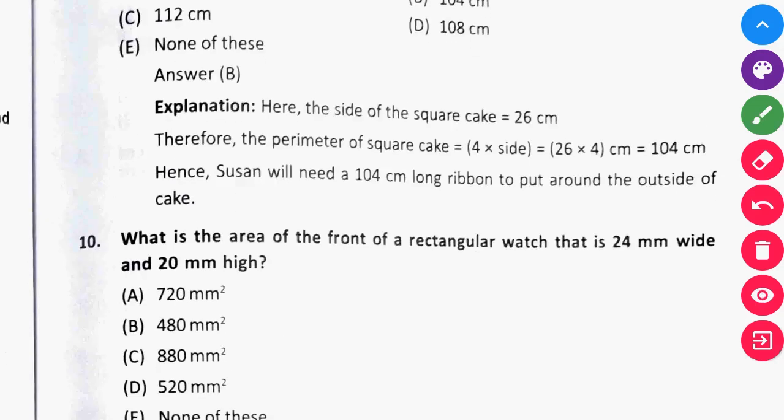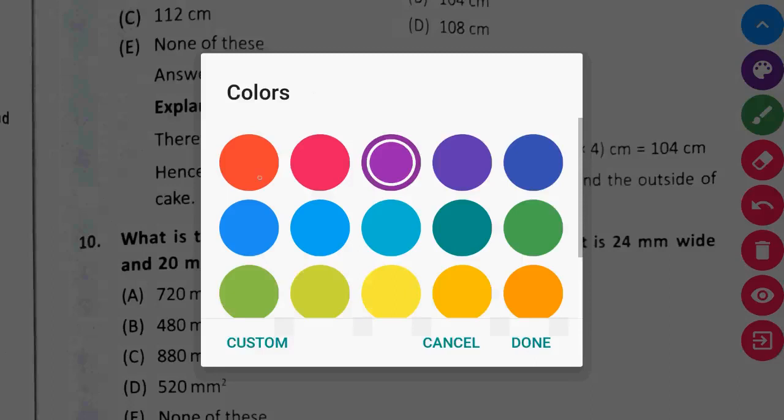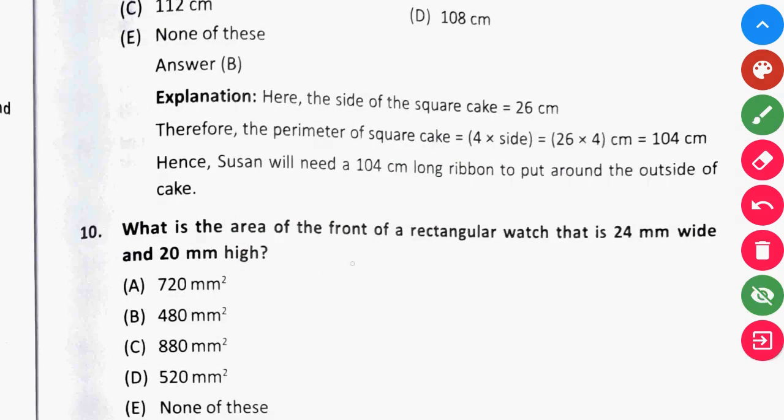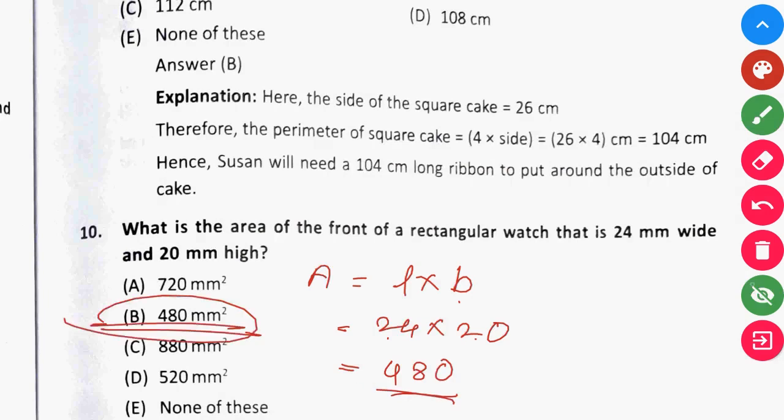What is the area of the front of the rectangular watch that is 24 mm wide and 20 mm high? Now see, length and height are given. You have to find the area of the rectangle. Area of rectangle's formula is length into breadth. So 24 multiplied by 20. 24 2s are 48, so 480 mm square.